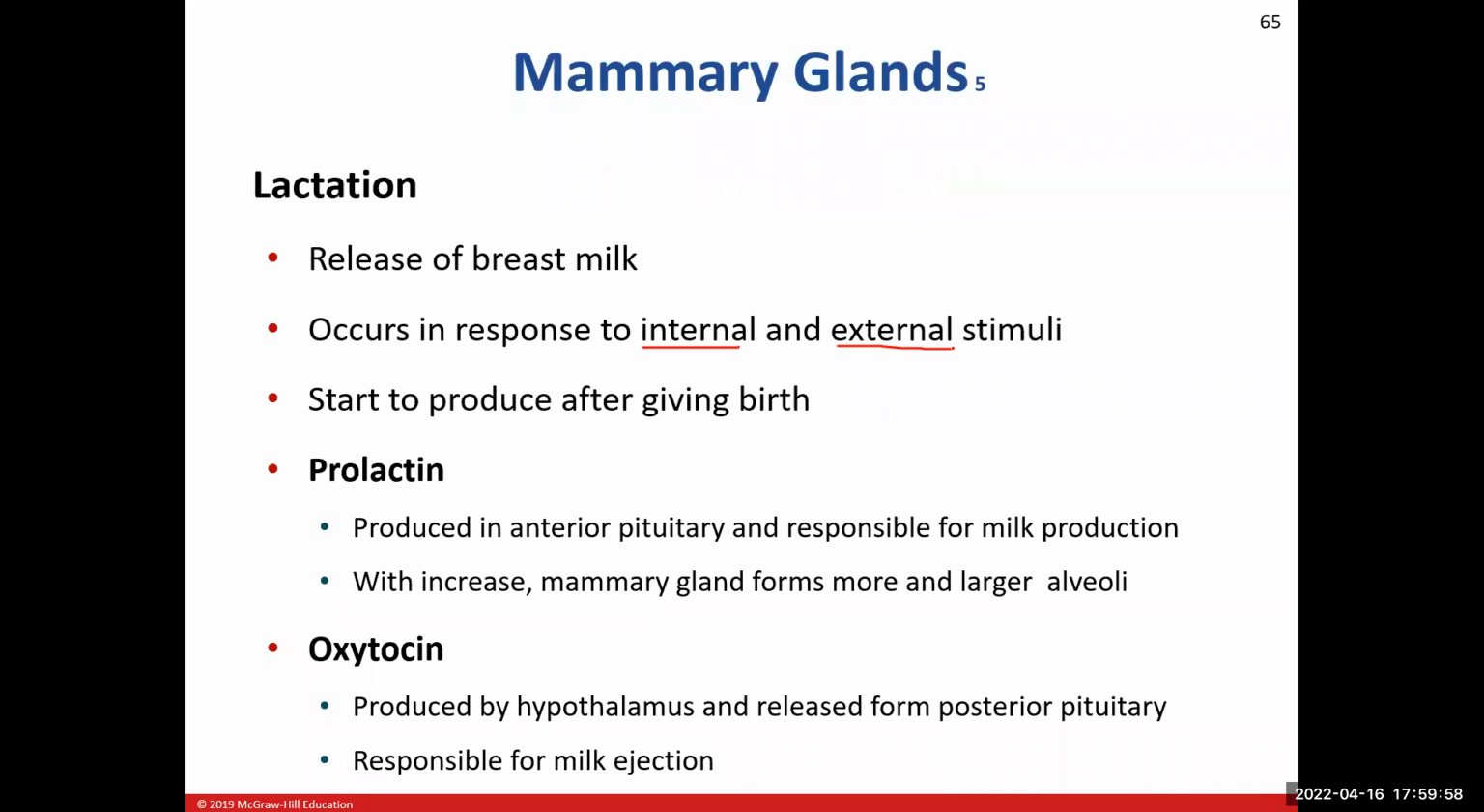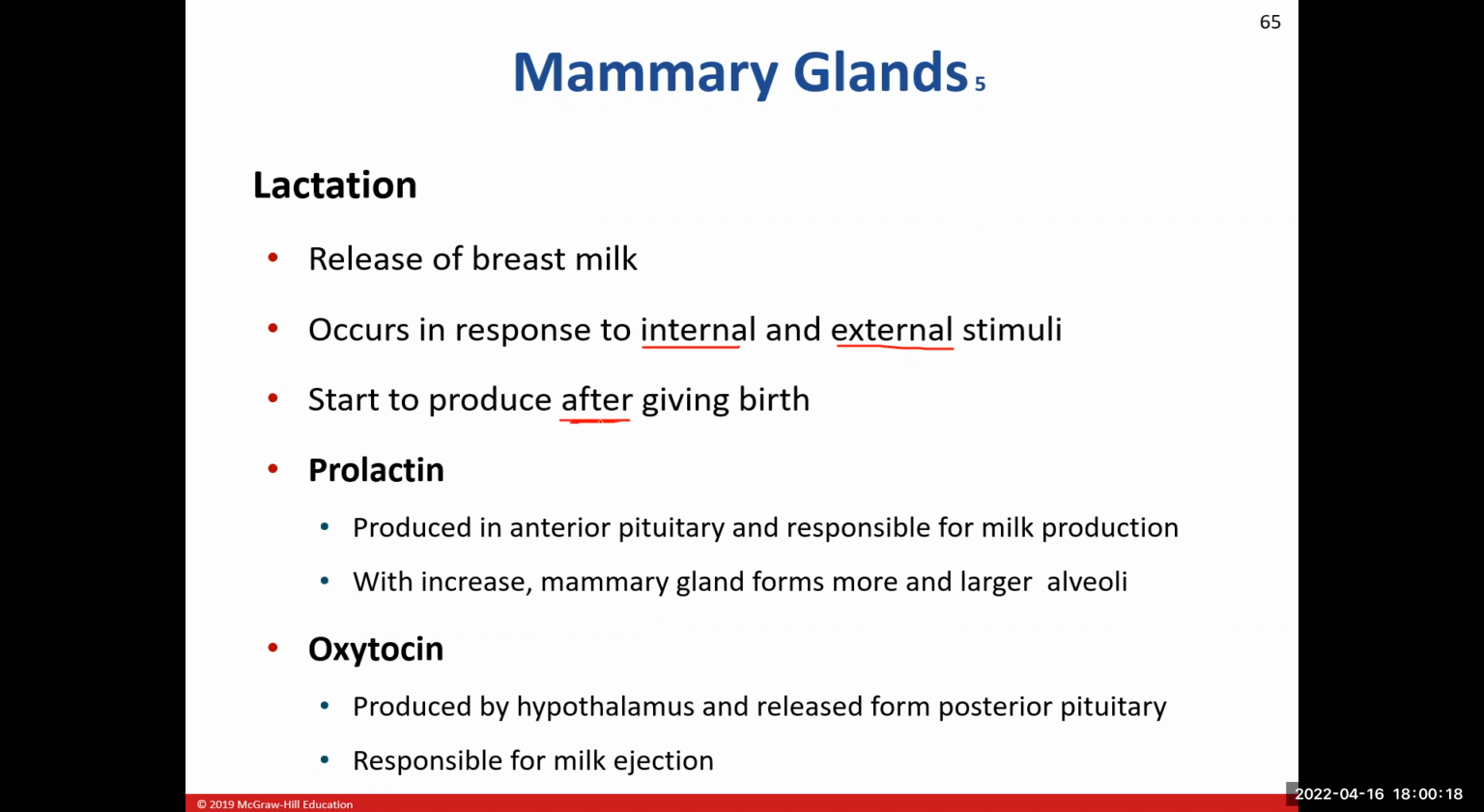Also, if that lactiferous sinus is filling up, the pressure can eventually cause lactation to occur. Certain emotional responses too can cause lactation. There are several things that can occur. So this is going to happen after birth, lactation.